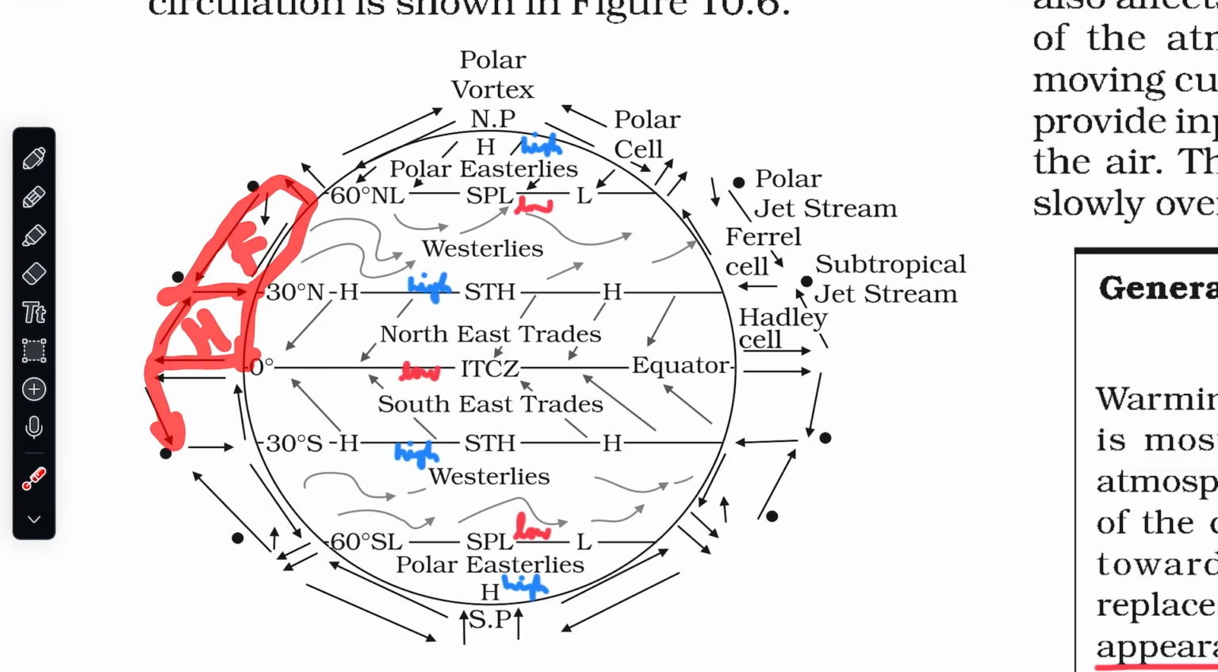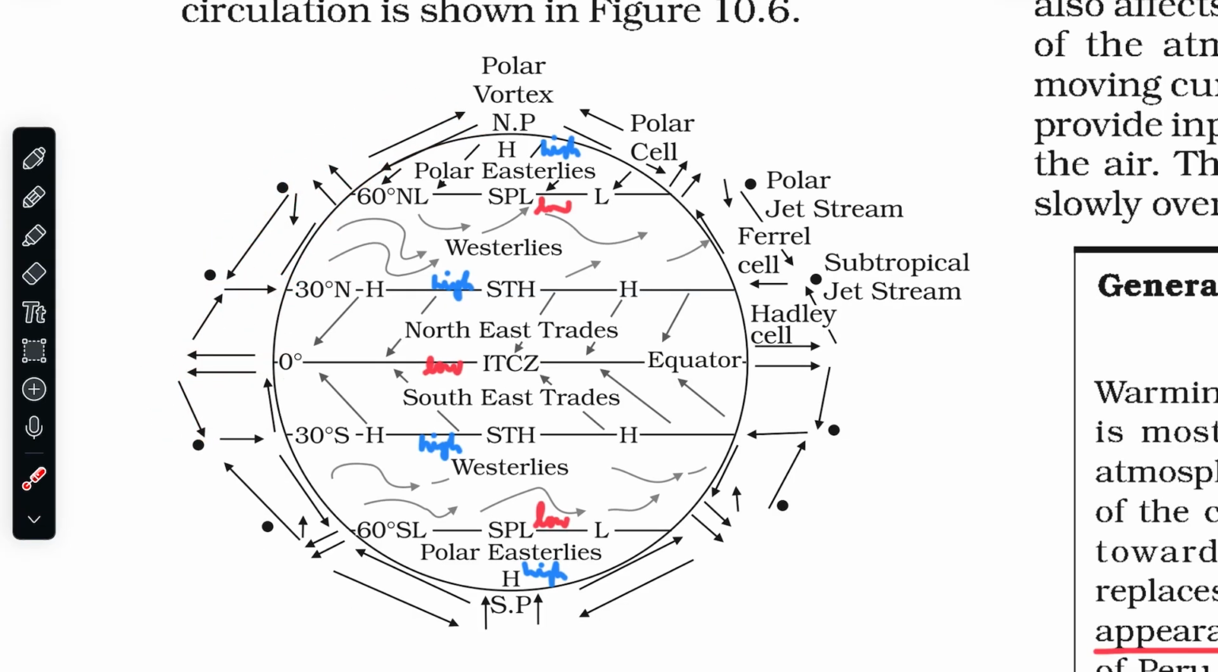Over here, this is the Ferrel cell. Over here, this is the polar cell. So Hadley, Ferrel, and polar cells.